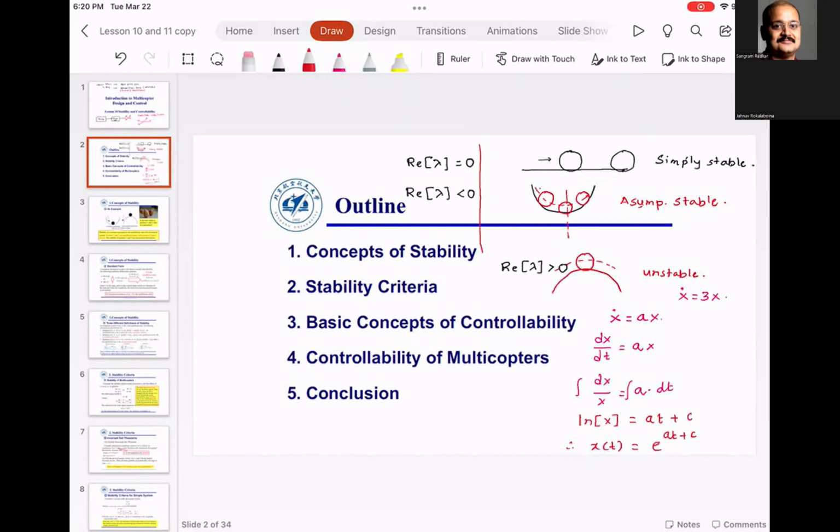T is an independent variable, which means I can plot t on the x-axis and x on the y-axis. Since e to c is a constant, x of t can be written as A e to the at. Are you with me so far? Do you remember we did something like this in robotics 1? Yes, no? Oh, it was a long time ago.